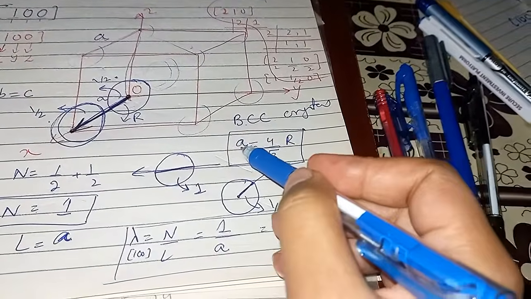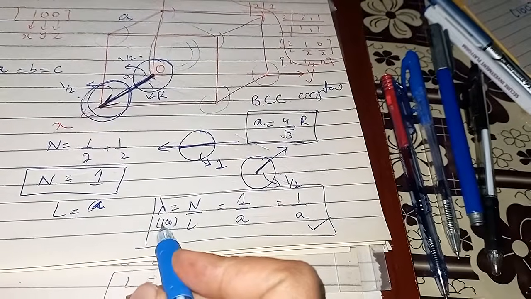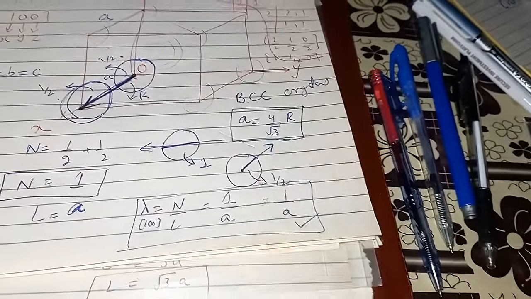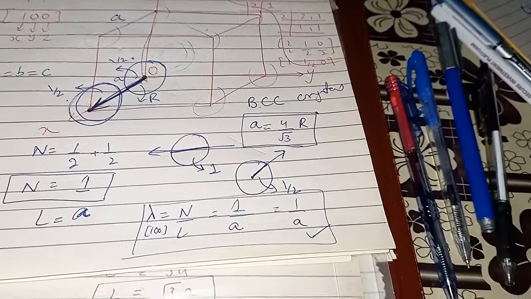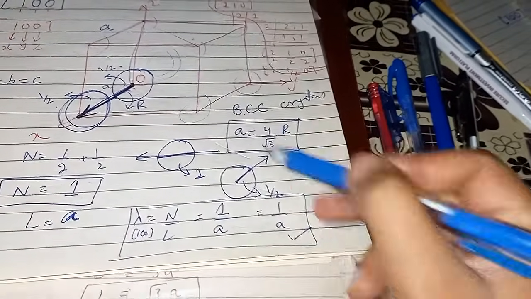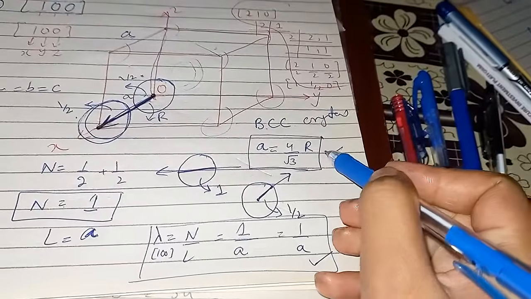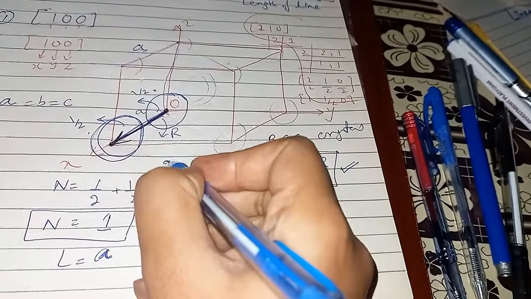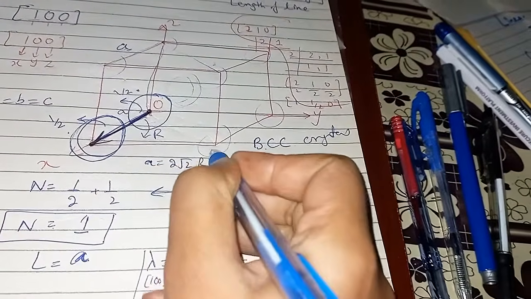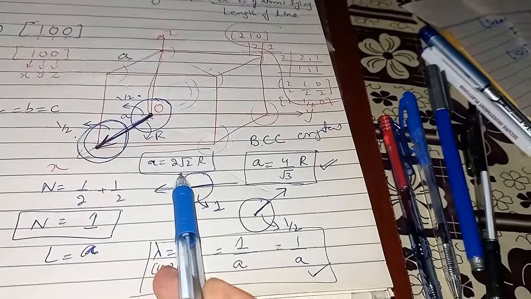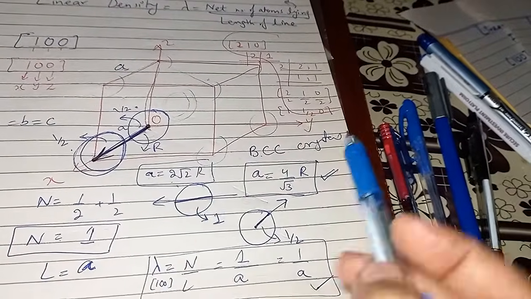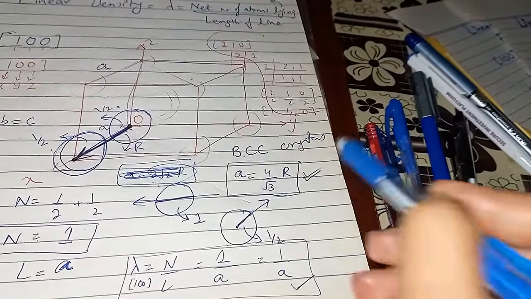But I'm just plugging that value into this expression to get the linear density of the 1 0 0 direction in terms of the atomic radius. We'll simply plug this value of a right there. This is true only for the BCC lattice. For the FCC lattice it is 2 under root 2 capital R. For the FCC lattice this is the relation between a and capital R, but for the BCC lattice this is the relation.